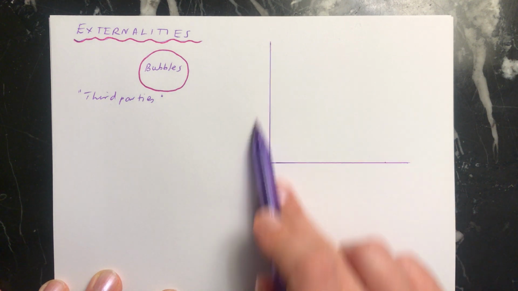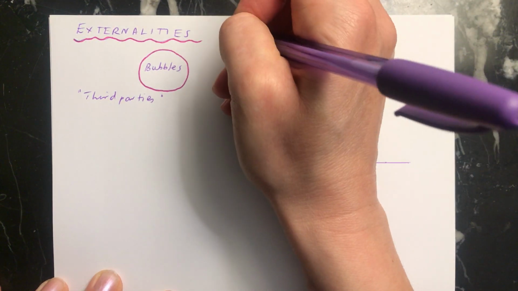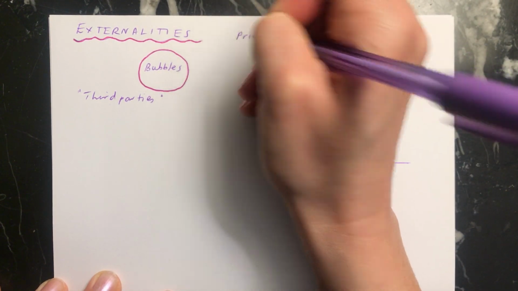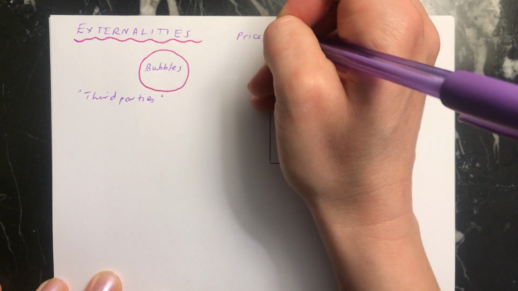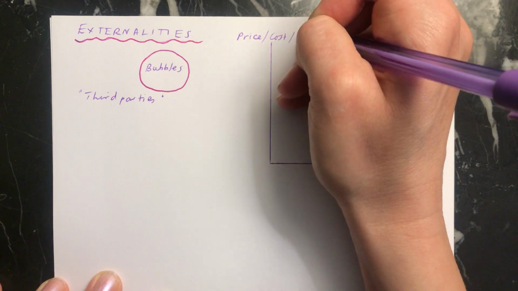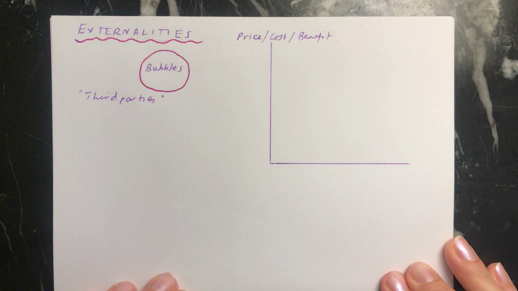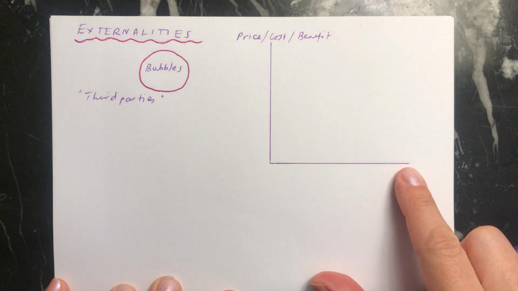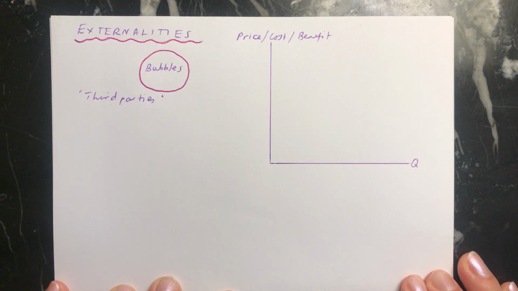First of all, we need to label these axes. This axis here is going to show three things. It's going to be able to show price, it's going to be able to show cost, and it's also going to be able to show benefit from something happening. And on this axis, this is just going to show quantity or output, what quantity you're going to have of something being produced. And remember, benefits at the bottom.